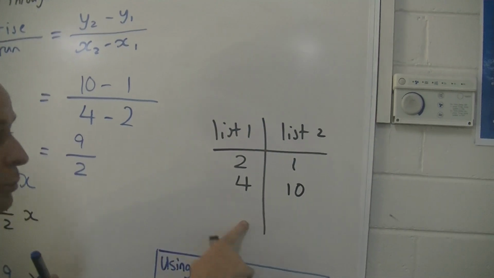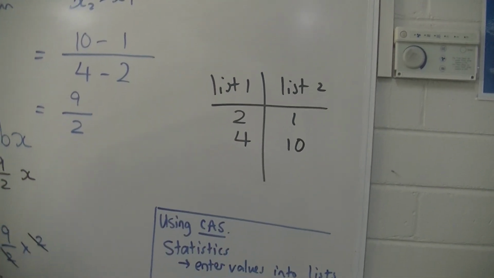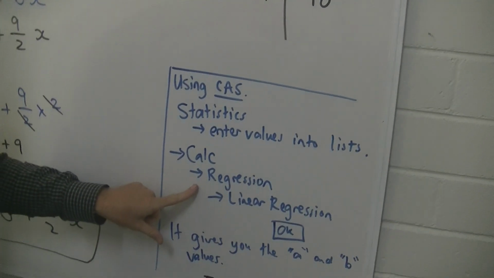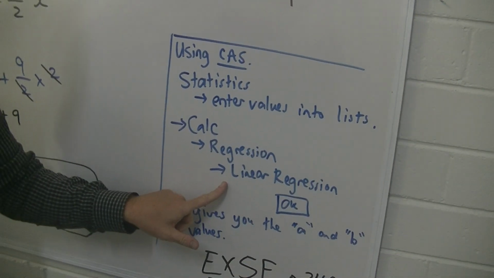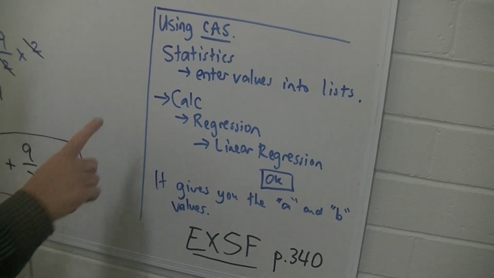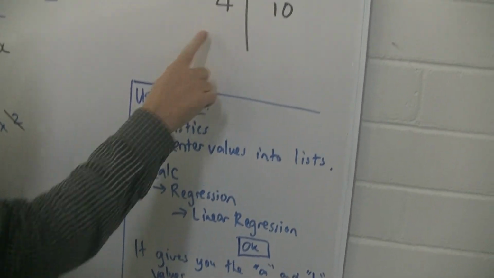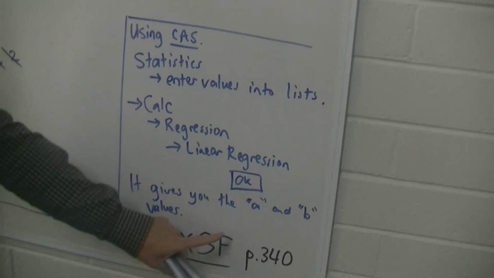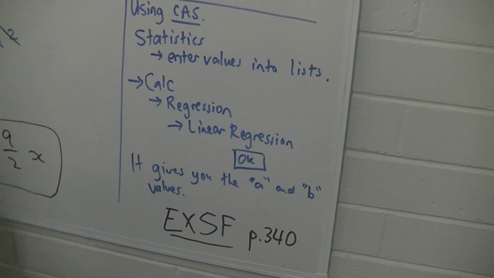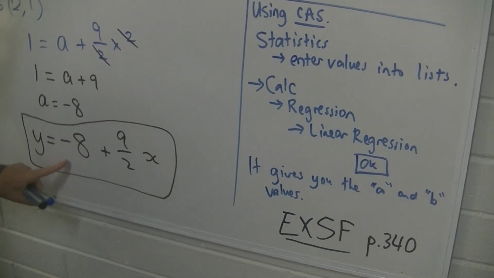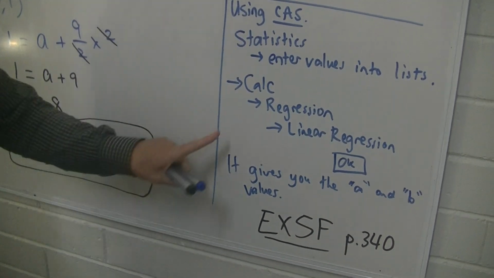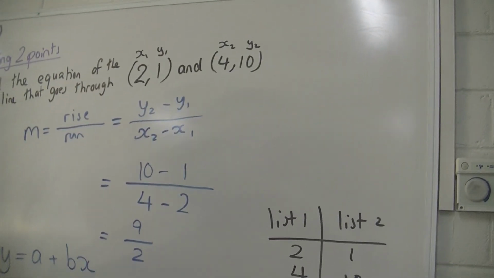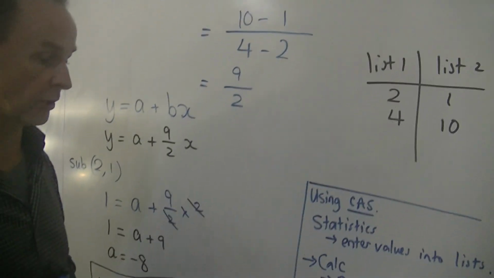So this is what your CAS will look like with list 1 and list 2. Then all you do is go calc, regression, linear regression, because linear means straight line. Click on OK. Make sure that list 1 is the x value and list 2 is the y value, and then it will just give you the values of a and b. You substitute it into your equation, and you should get the same answer. So make sure you do this method with that example that we just did, and check your answers. Make sure you've got the same as what I just got.